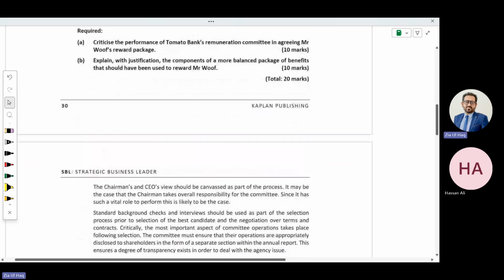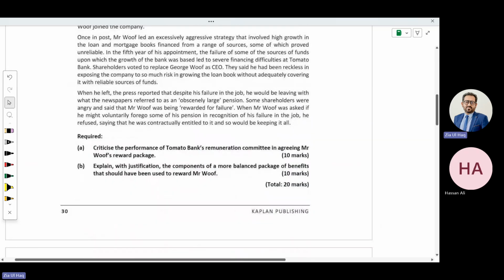Tomato Bank, there are two requirements of the question. Requirement A for 10 marks and requirement B for 10 marks. Requirement A of the question: criticize the performance of Tomato Bank's remuneration committee.